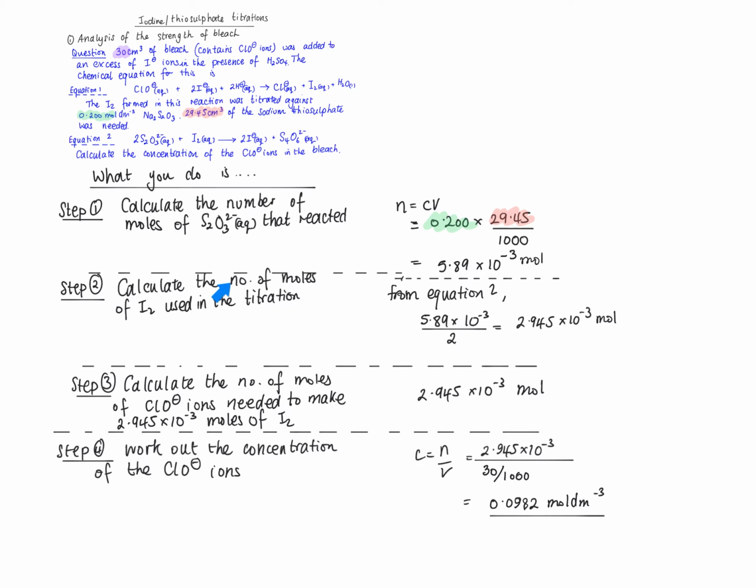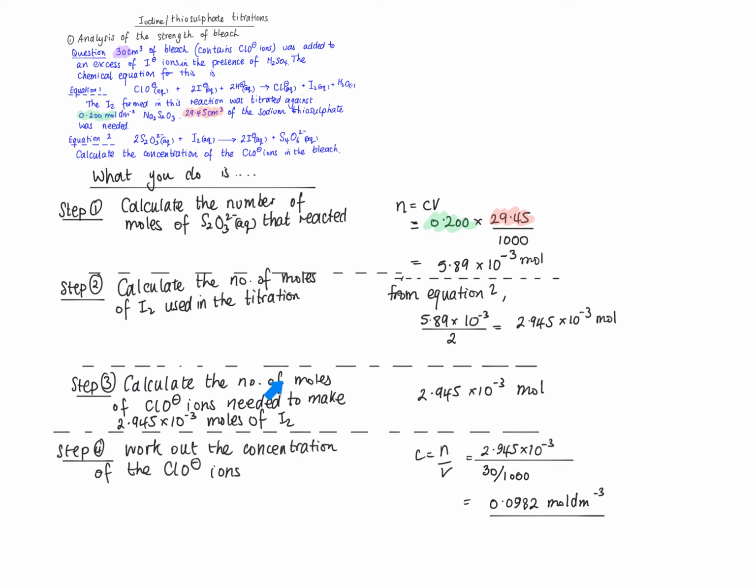Step 2. Calculate the number of moles of I2 used in the titration. So from the second equation that we're given in the question, this one here, we're told that 2 moles of thiosulfate react with 1 mole of I2. So to work out the number of moles of I2, you have to divide the number of moles of thiosulfate that we found, which is this number here, by 2. And that gives us 2.945 times 10 to the minus 3 moles.